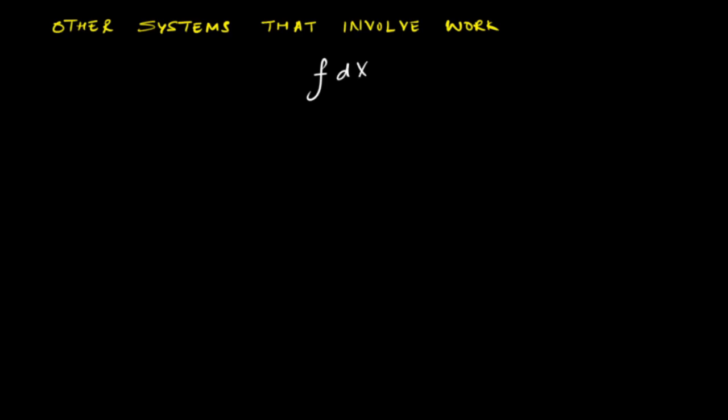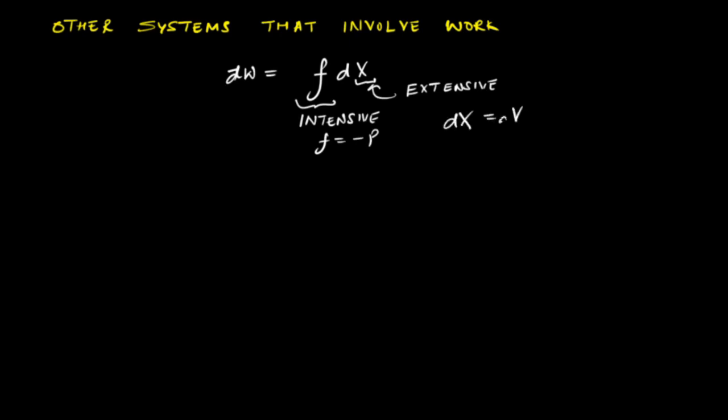So you'll see that whatever may be the case, your differential work done during a quasi-equilibrium process will be of the form that you have an intensive quantity times the differential of an extensive property. For example, we've already seen F is equal to minus P for the compression of the gas, and X is the volume. That's why dx was dV.